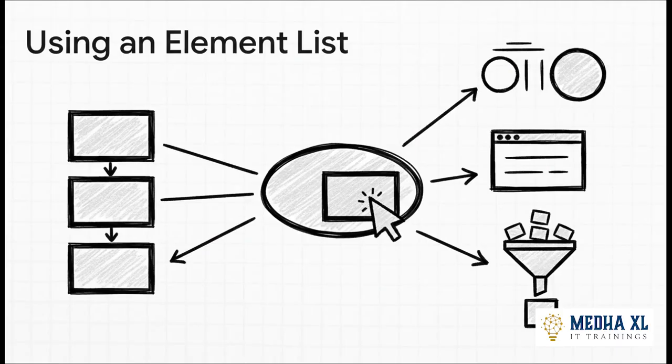And once you have that list, the possibilities are endless. You can get a count of the items, maybe to make sure all your search results actually loaded. You can loop through and print out the text of every single one. You can even grab an item by its position in the list and say, hey, click the third link. Or you can filter the whole list to find the one that has the exact text you're looking for.